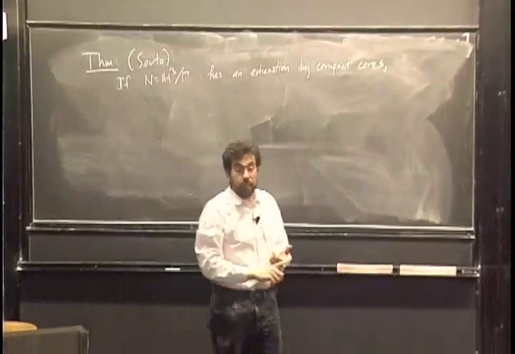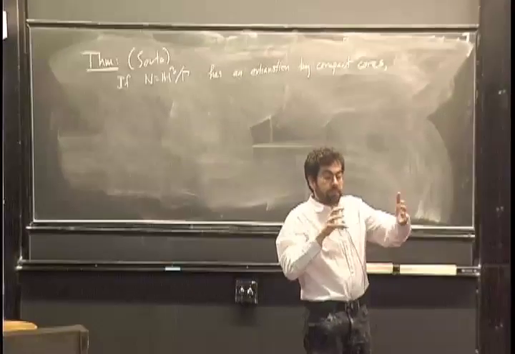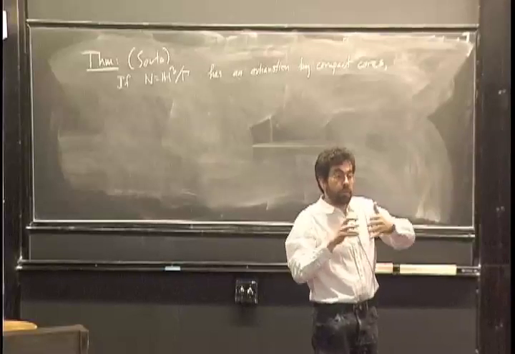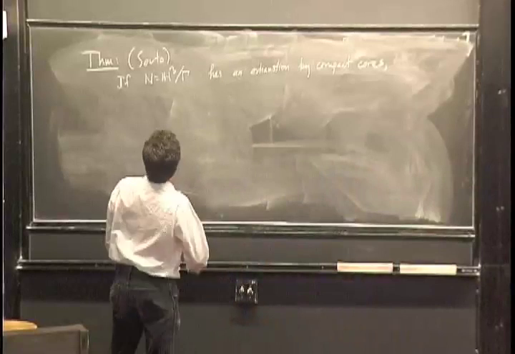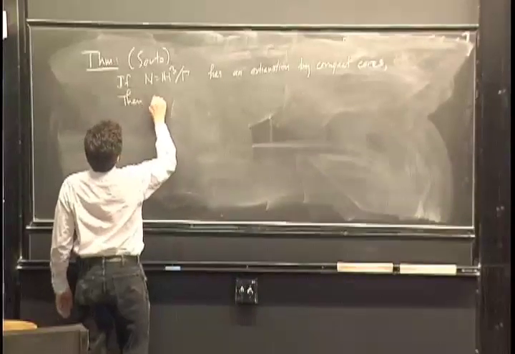So this is the setup that we had. This was example number 1, right? We had this sequence of genus 2 handlebodies. Each of them was a compact core, and they exhausted the manifold. So if N has an exhaustion by compact cores, then it is tame.